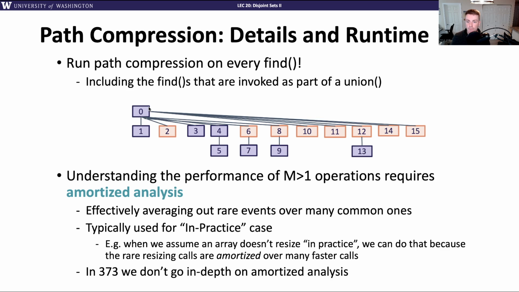So one other thing that's a bit weird when trying to talk about the runtime of these operations that improve themselves over time is it's not really clear how to apply our case analysis or algorithmic analysis on it.